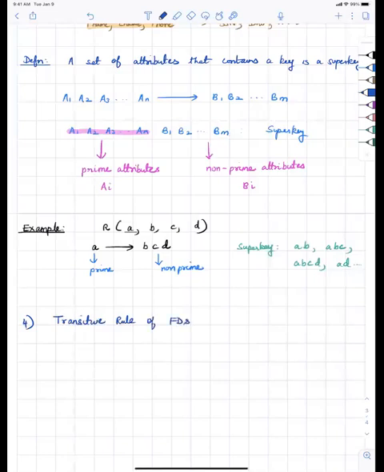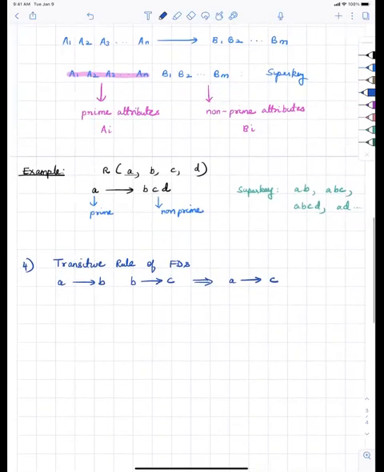Just like the name suggests, the transitivity rule says that if A determines B and B determines C, then that implies that A determines C. For example, say we have a table with 3 attributes A, B, and C, and you're given that A determines B and B determines C.